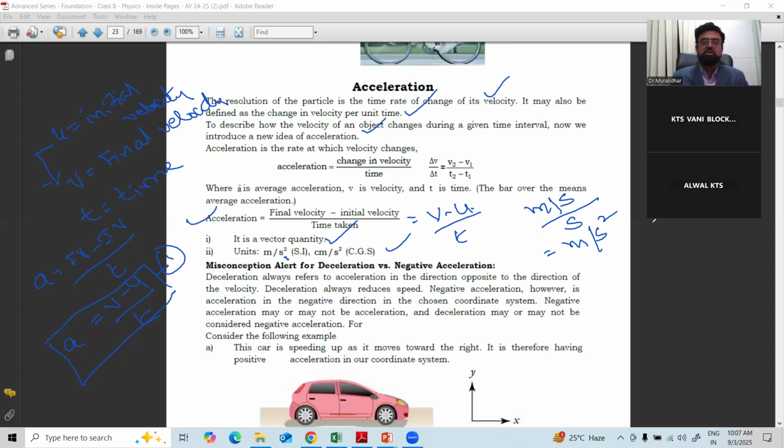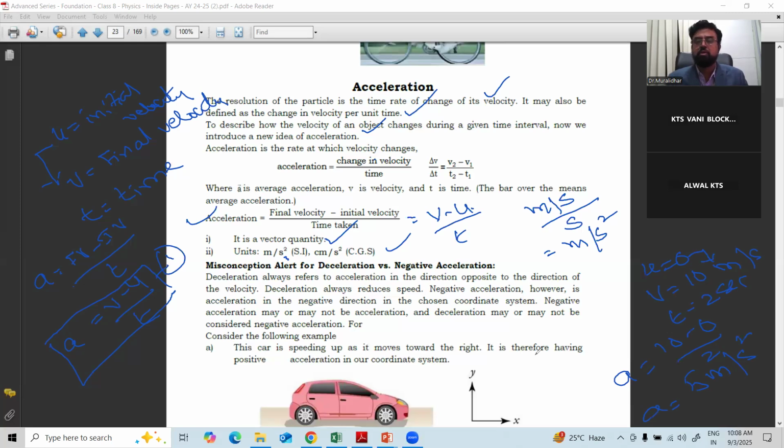For example, suppose u = 0 because you are starting from rest. So v = 10 meter per second. To come from 0 to 10, it takes a time of 2 seconds. Example: then what is the acceleration? a = (10 - 0)/2. That is 5 meter per second square is the acceleration.